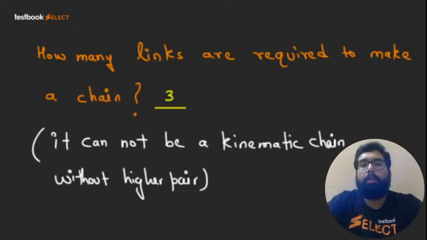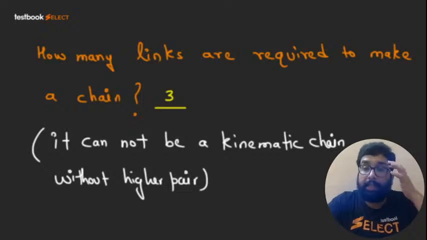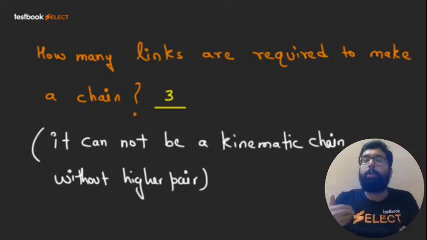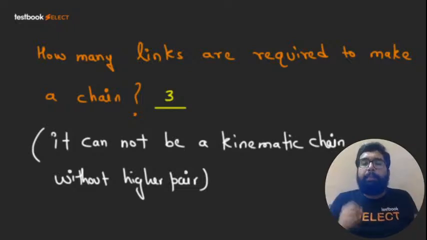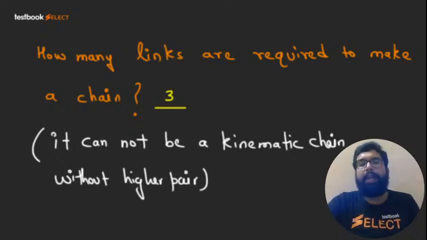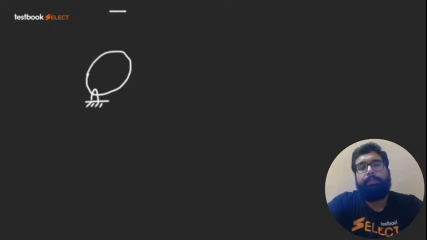So now if we ask how many links are required to make a kinematic chain, they say it's 4. I'll be coming to that. That is not true. A kinematic chain can be formed with 3 links only, provided you use a higher pair. We have seen this in the last session, right?